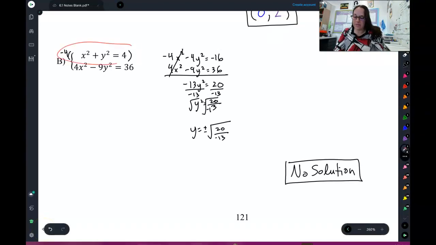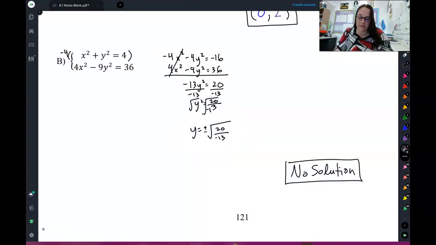I multiplied the top one by negative 4 again, added them together so my x is eliminated. I got negative 13y squared equals 20, and when I went to solve that, I ended up with a problem very quickly because I cannot square root a negative, that's imaginary. So because I cannot square root a negative, I end with no solution.